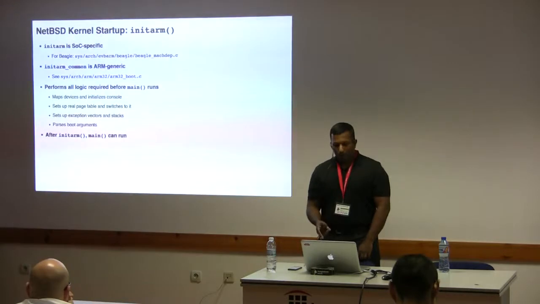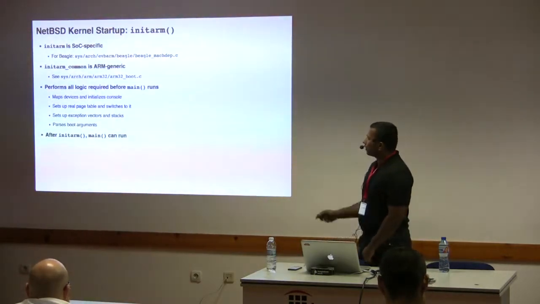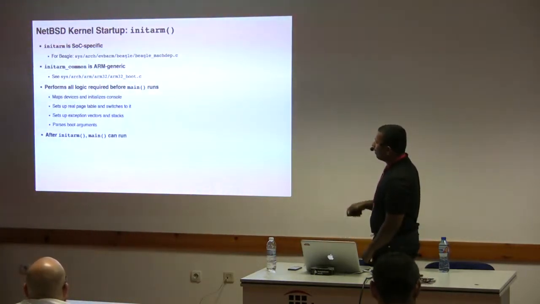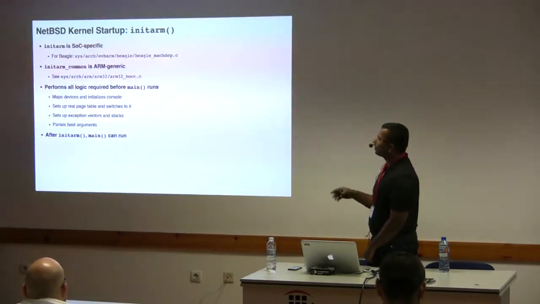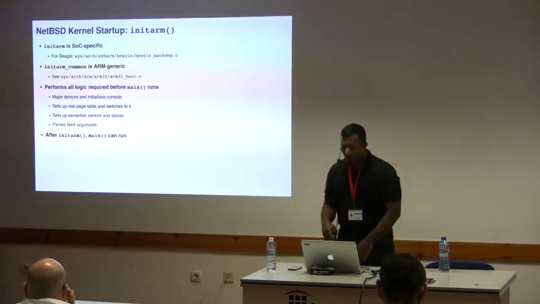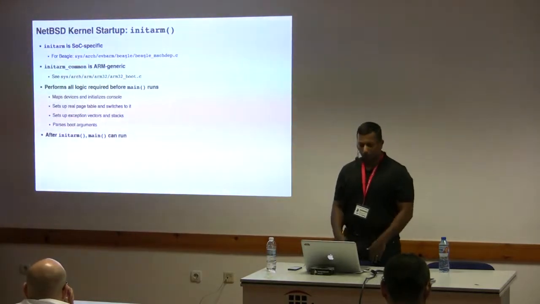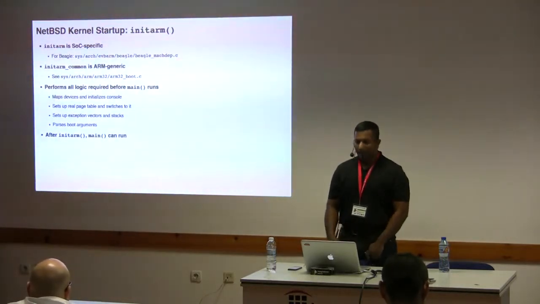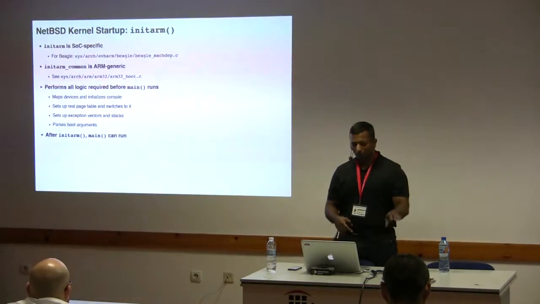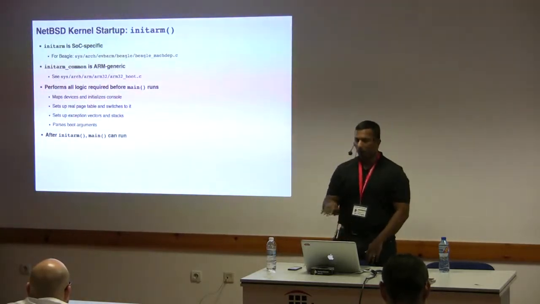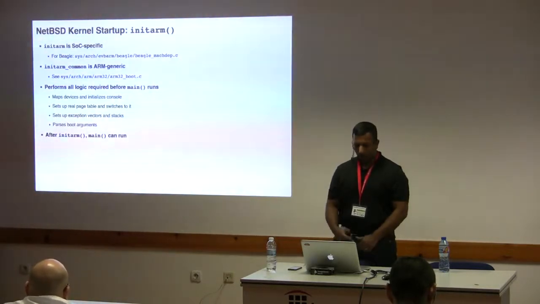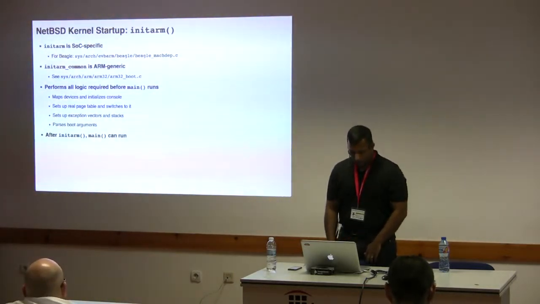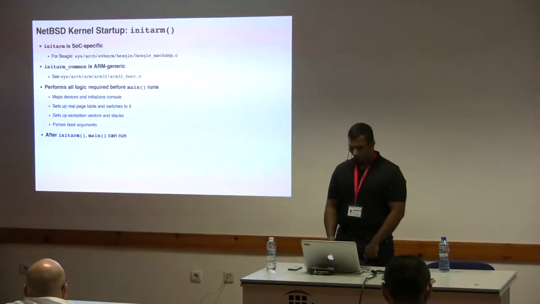So init-arm, as I mentioned, is SOC specific. So there's one for the BeagleBone, and then init ArmCommon is the ARM generic one that's shared across all of the SOCs. So these two functions together do the following things. It'll map the devices and it'll initialize the console. It sets up the real page table. So we had kind of a dummy page table initially. This will set up the real page table and switch to it. It'll set up the exception vectors and stacks, and it'll parse the boot arguments. Afterwards, init-arm and main can run.